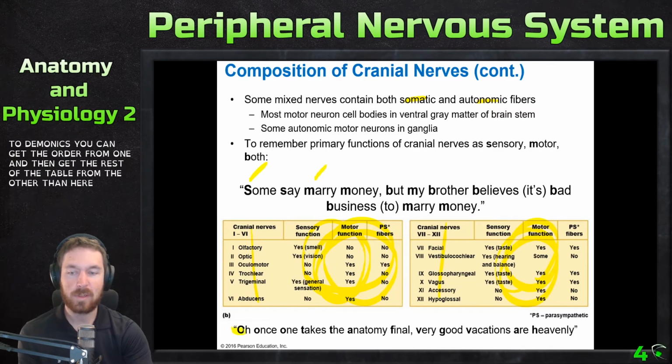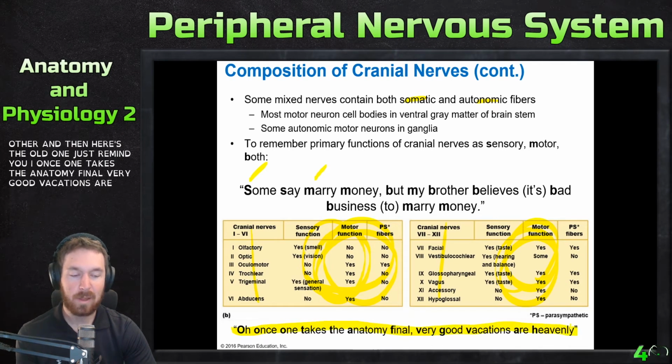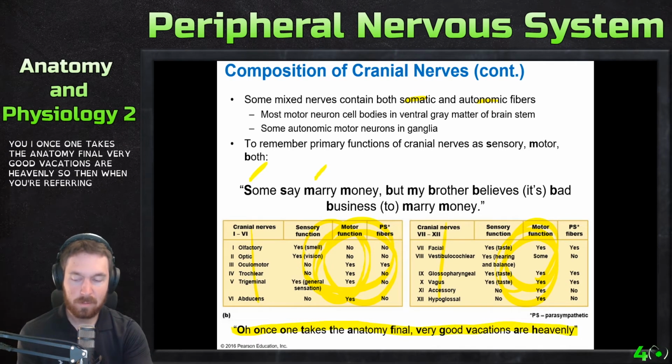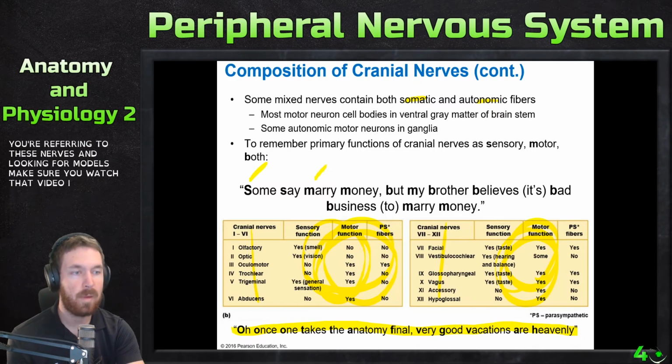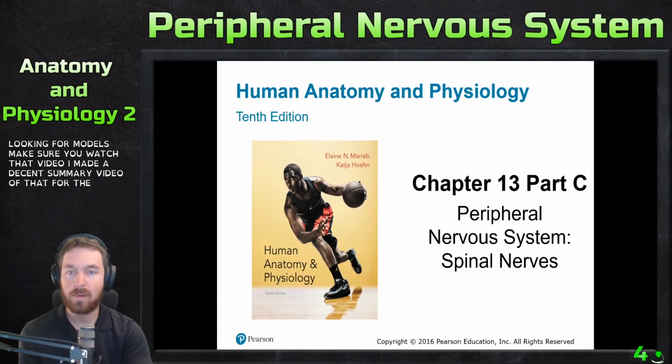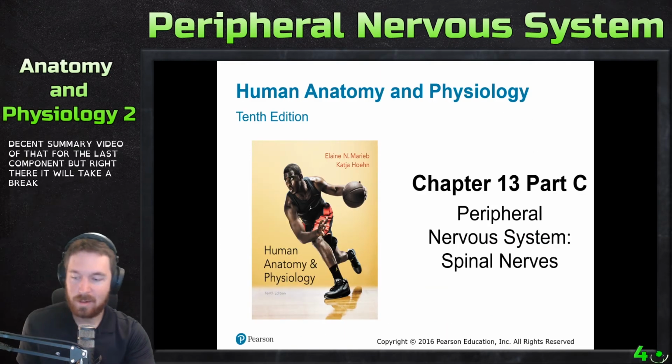And then here's the old one. Just to remind you: once one takes the anatomy final, very good vacations are heavenly. So when you're referring to these nerves and looking at the models, make sure you watch that video. I made a decent summary video of that for the lab component. But right there, we'll take a break.